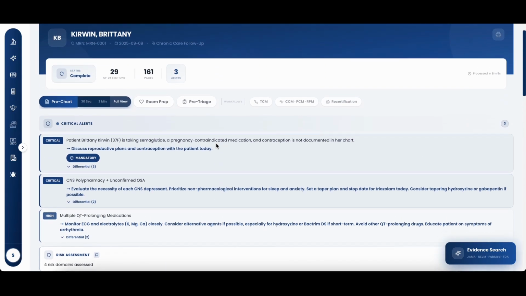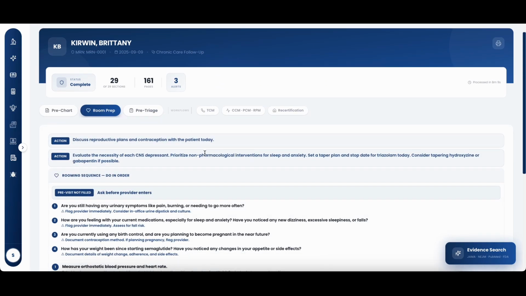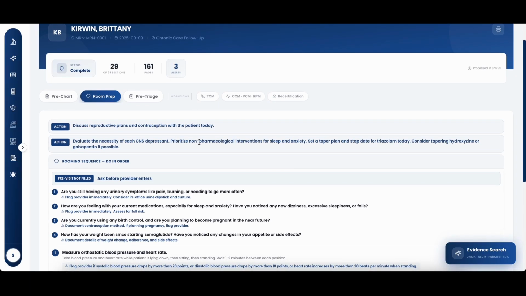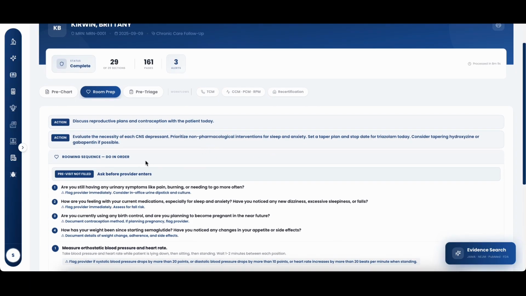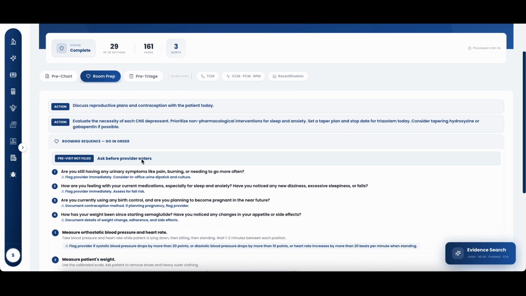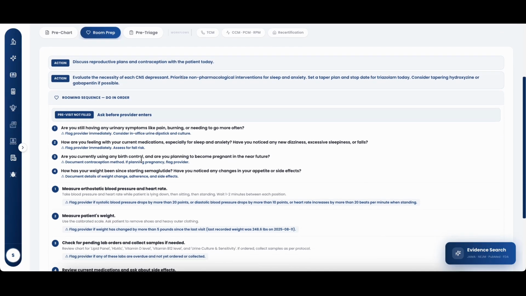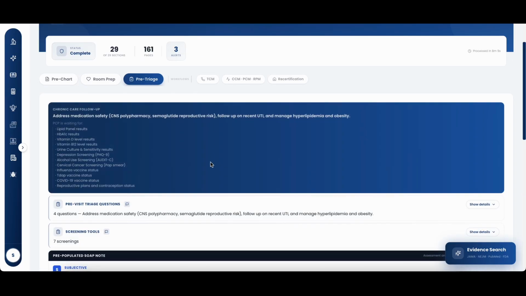MA workflow before the visit. What needs to be measured? What needs to be asked? What needs to be escalated? Generated specifically for this patient and visit. Not a generic checklist. Happens before the patient arrives.